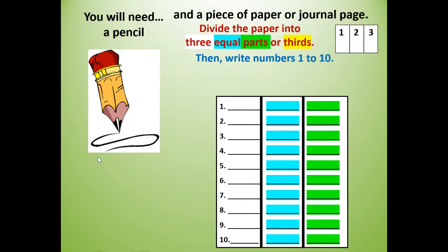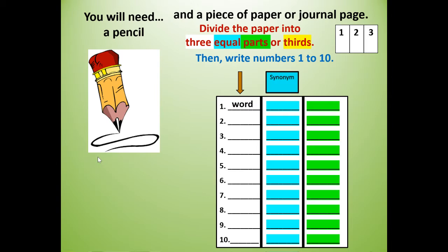And then you're going to write numbers 1 to 10. So if you don't have a pencil and paper with you, push pause, get your materials, then write numbers 1 to 10. And when you're ready to join me, push play.